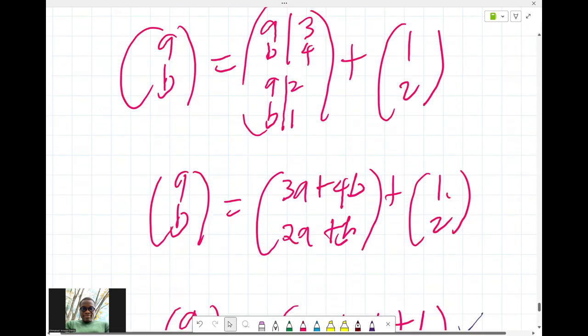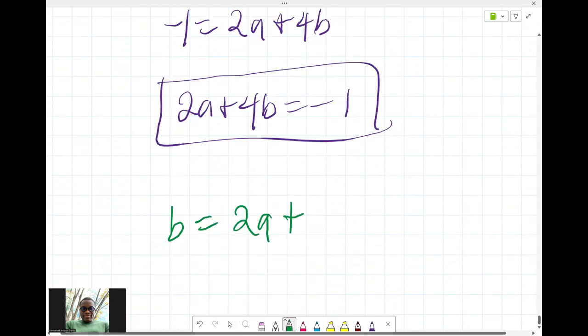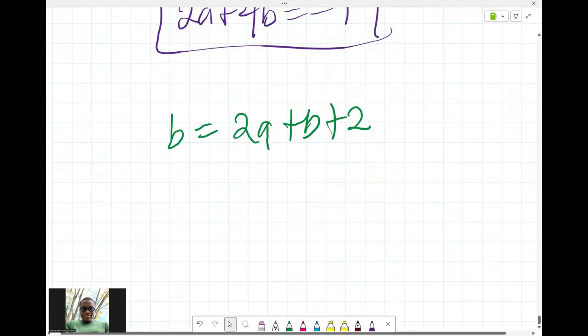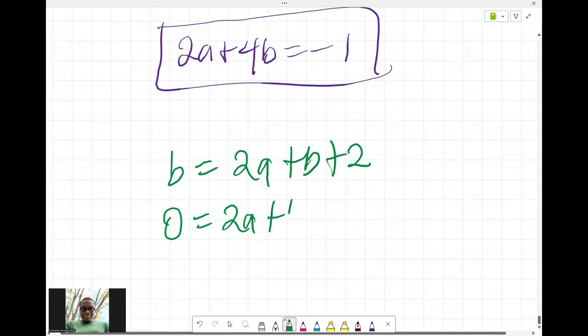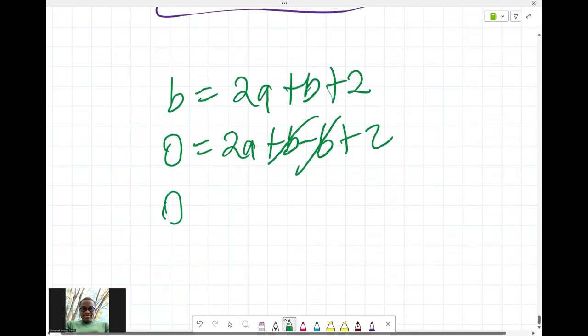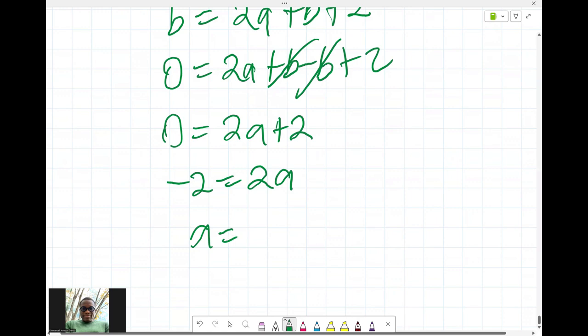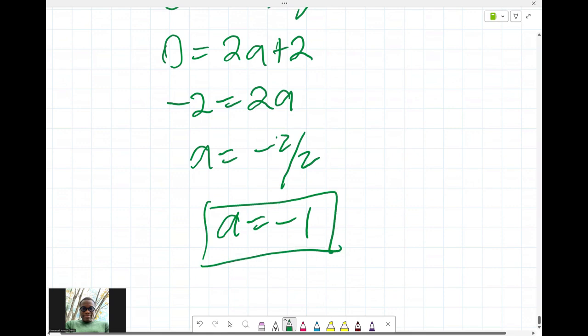Then we can go for the next one. b equals 2a plus b plus 2. That's from this expression now, and we also have to tidy that up. So 0 equals 2a plus b minus b plus 2. This simply cancels out. Interestingly, we have 0 equals 2a plus 2, which means minus 2 is equal to 2a. That simply gives us a equals minus 2 over 2, so a is equal to minus 1. We don't have to worry about solving the simultaneous equation again. So a is minus 1.